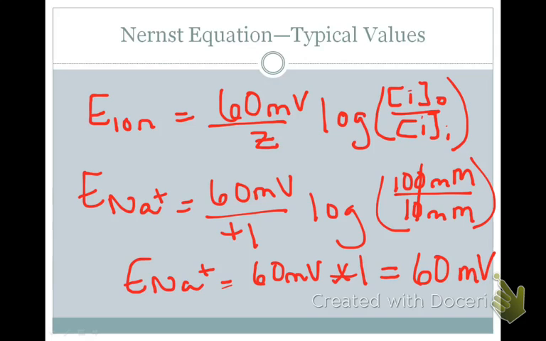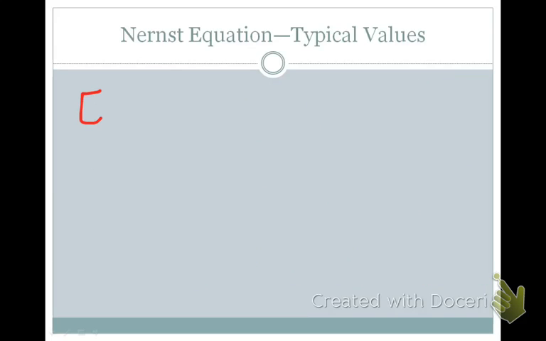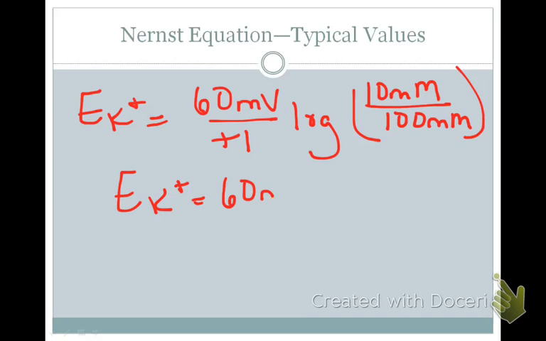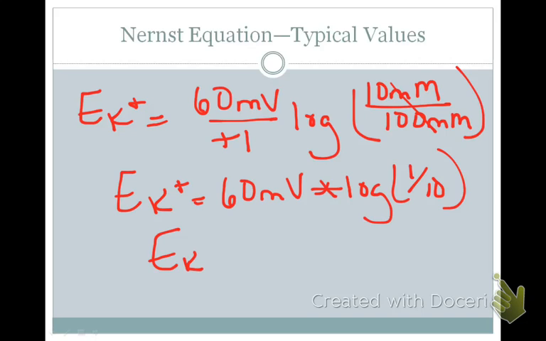Okay, now if we did the same thing for potassium, again you'd have 60 millivolts over +1 times the log of, well this time we've got very little potassium outside the cell, so we'll say 10 millimolar, and a lot inside, we'll say 100 millimolar. Again, these are approximate values, they're pretty close. And now you get your equilibrium potential to be 60 millivolts times the log of 1/10, and the power of 10 that gives you 1/10 is -1, so now you've got an equilibrium potential for potassium of -60 millivolts.